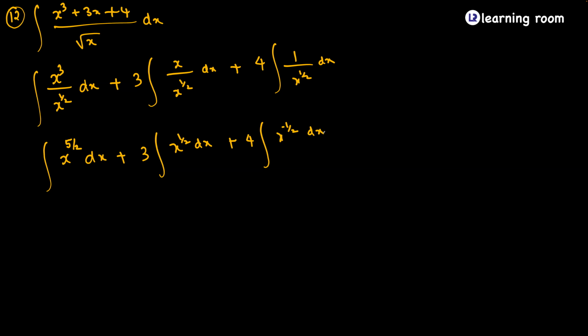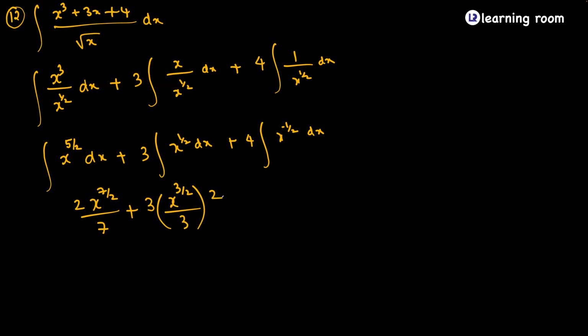X power 5 by 2 plus 1 is 7 by 2. So what will you get? You will get x power 7 by 2 by 7 by 2, so 2 will go to the numerator. Did you understand? Is everyone clear with this step? Plus 3 into x power half, the integral is going to be x power 3 by 2 divided by 3 by 2, half plus 1 being 3 by 2, and 2 will go up. So this 3 and 2 should get multiplied in the next step.